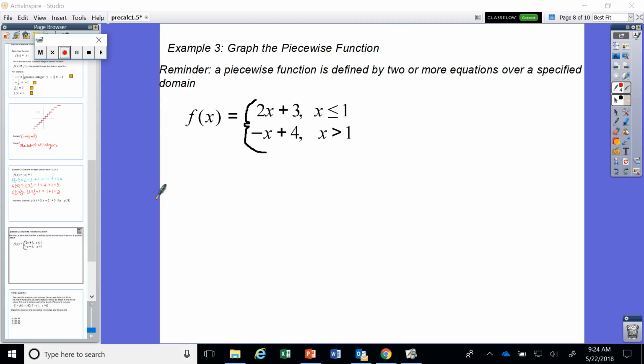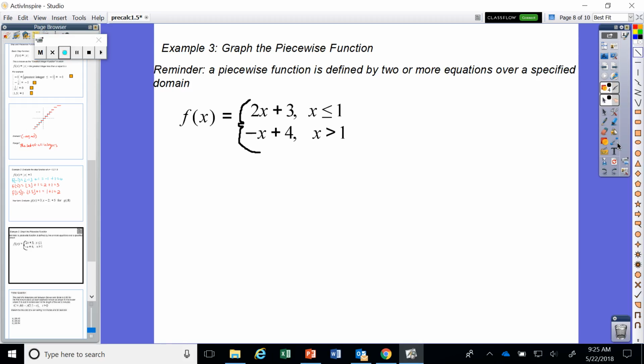The goal of this first example is to graph the piecewise function, understanding what we're going to be dealing with. Let's take a look first and foremost. For every x value that is less than or equal to positive 1, we're going to be using the equation 2x plus 3. Let's do a quick little graph.